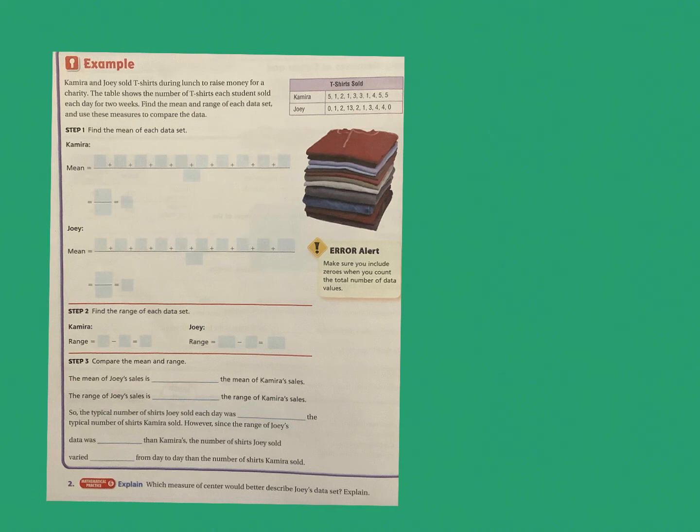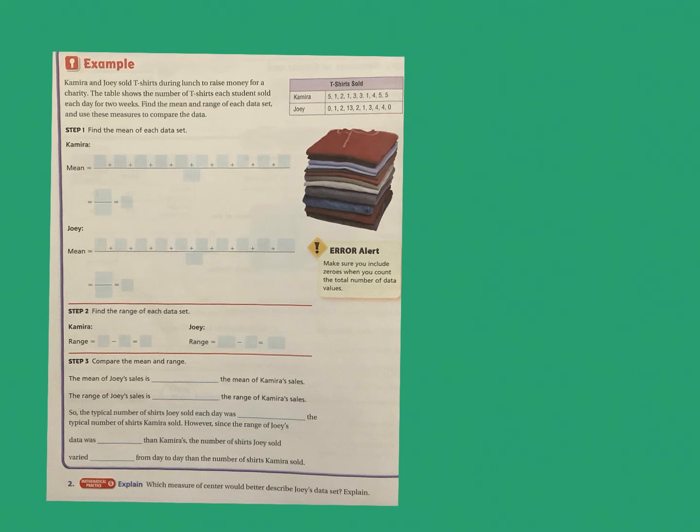Okay, and let's look at another example that we have here. We have Kamira and Joey who sold t-shirts during lunch to raise money for a charity. The table shows the number of t-shirts each student sold each day for 2 weeks. Kamira sold those, and Joey sold those. Find the mean and range of each data set, and use these measures to compare the data to each other. So we're going to find the mean and the range.